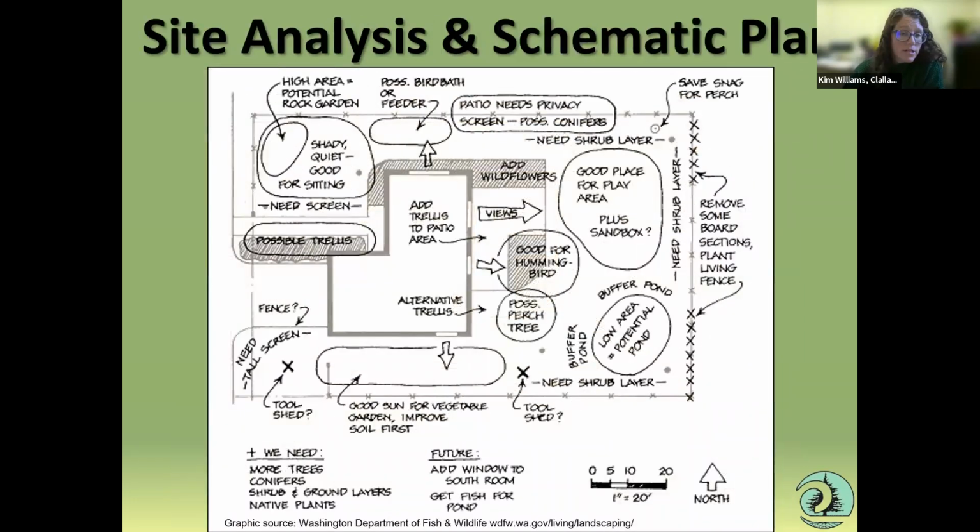And then here you can even take it a little bit further. Right here, you can find areas that are open. Oh, maybe we'll put a sandbox there. Oh, this would be great for a hummingbird garden right there because it's right next to the window. We can look out. You just want to really start filling in what would be possible. And on the bottom here, in the future, they want to add a window to the south room. They need more trees, conifers. You can just make little notes like that as well on your base map.